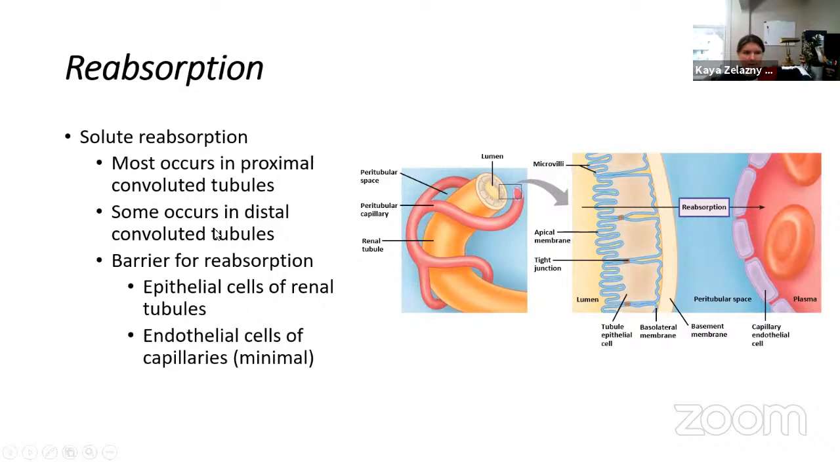Some solute reabsorption is going to happen in the distal convoluted tubule as well, which is kind of at the end of the nephron, but that's going to be more regulated. So we'll get there when we get there.